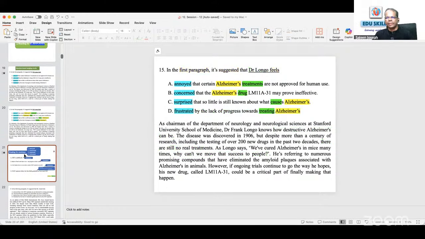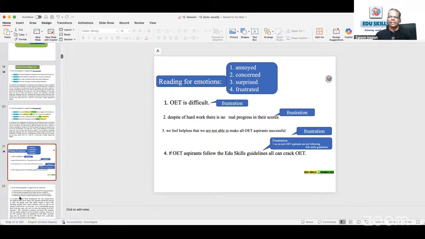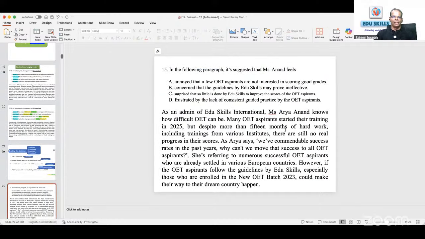Yes. So, reading for emotions. See now, option A, OET is difficult. Okay. Option B, despite hard work, there is no real progress in their scores. We feel helpless that we are not able to make all OET aspirants successful. Frustration. We'll give you a text for it, then you'll understand. This is a created text, an OET text created for EduSkills.